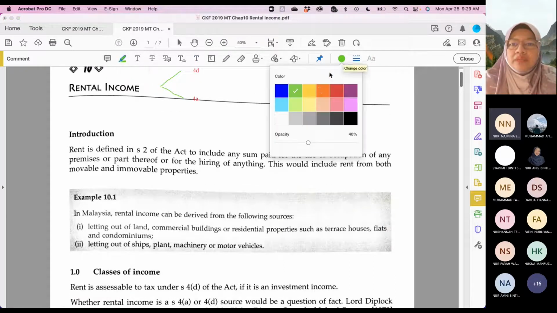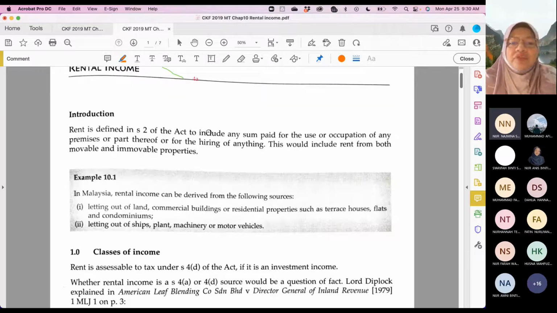Okay, rental is defined to include any sum paid for the use or occupation of any premises or part thereof, or for the hiring of anything. So hire also gets rental. It means you're looking at rental income from the renting of properties, or you can also have rental income because you give hire. It could be movable or immovable properties.